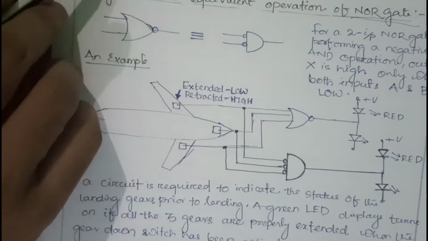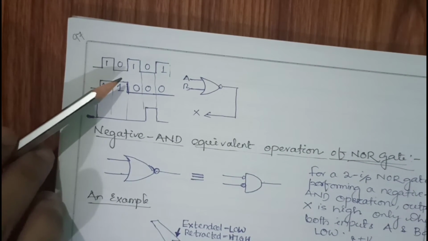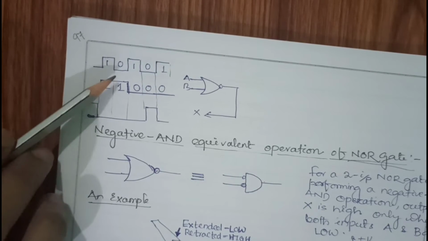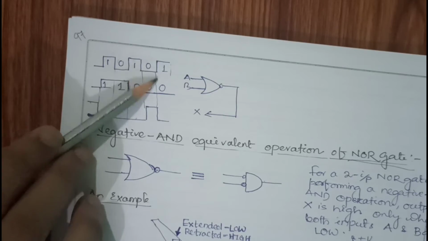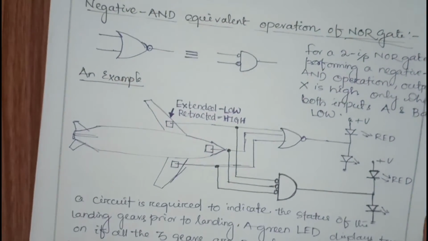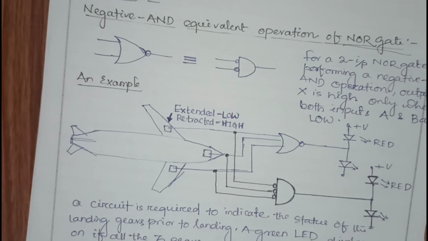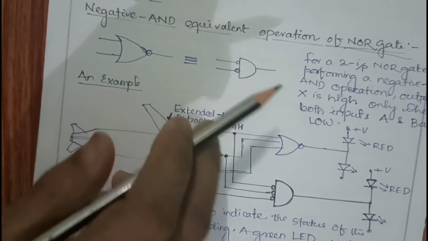So here you can see by applying a signal, you can cross check. When both my inputs are 1, output is 0. If any input is 1, output is 0. But when both my inputs are 0, then my NOR gate output will become 1. So this is like the NAND gate. Here also it can be represented by this negative AND. That is, inputs are first negated, then they are applied to an AND gate.